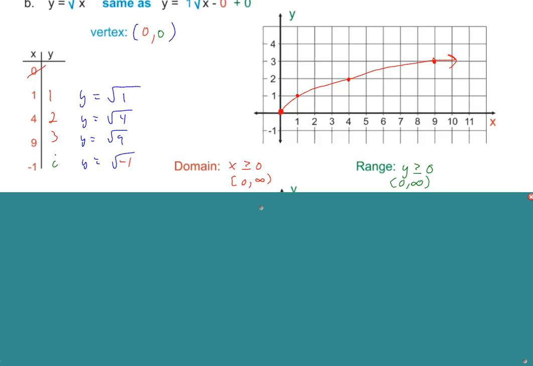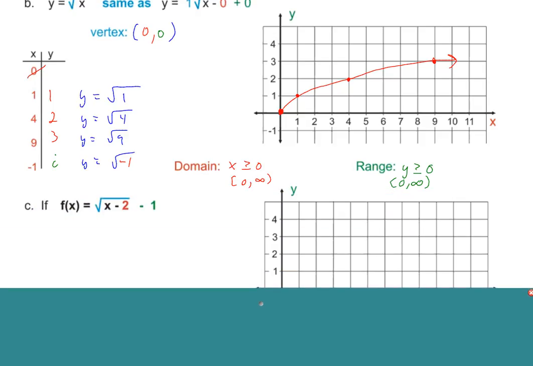And that's the base function. Everything else is a transformation off of this. We could relocate it in the Cartesian plane. We could mirror it about the x-axis. We could even mirror it about the y-axis. We could make it go up more steeply or go up less steeply. All of that is controlled with the numbers involved.